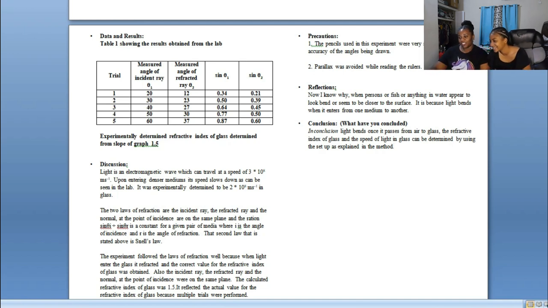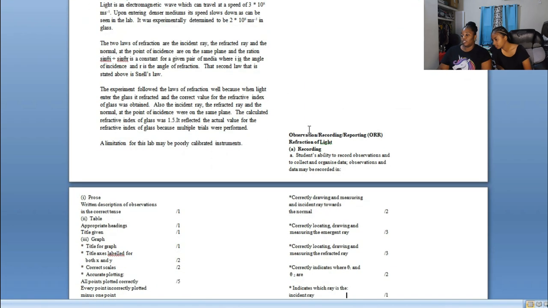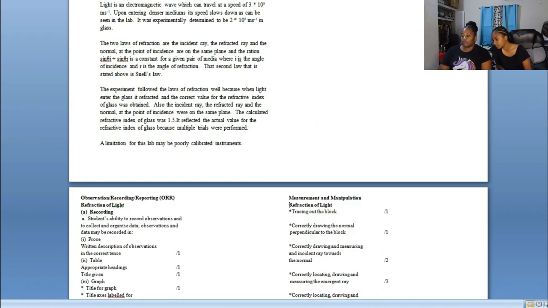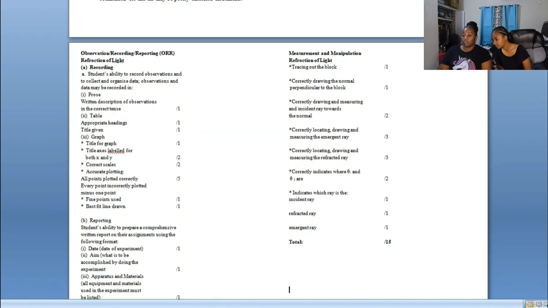So you just take the in conclusion part out of being italicized, and you could even do better than what I did, because I'm pretty much rushing it. And before we go, just so you know, this is a lab that would have been mapped out of ORR, which is observation, recording, and reporting, and measurement and manipulation.